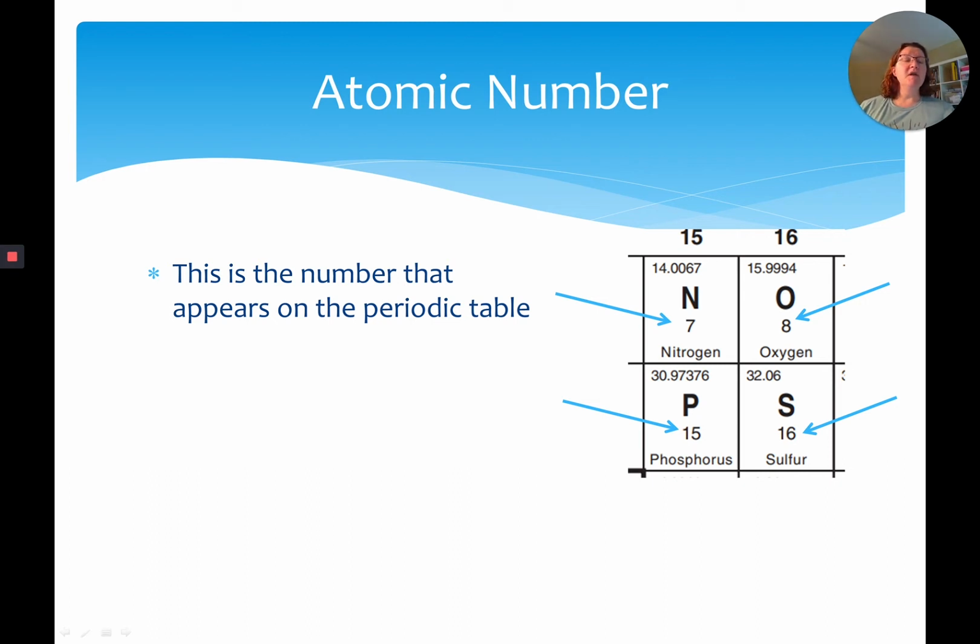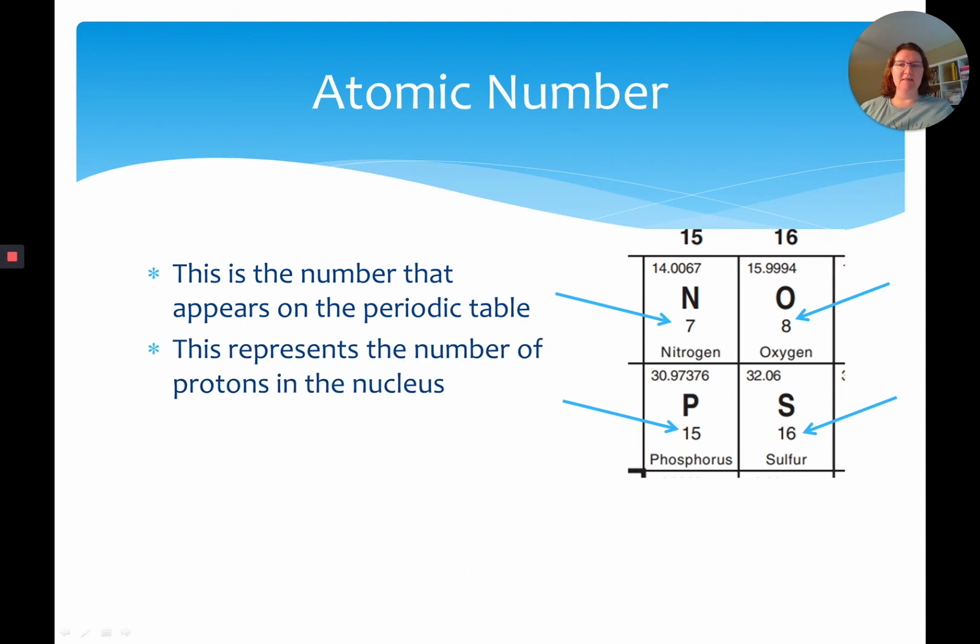The number can move to a different location, but the significance of it stays the same. And that is that the atomic number represents the number of protons in that nucleus. So if we're looking at nitrogen, we know that there are 7 protons in that nucleus. If we look at sulfur, we know there are 16.